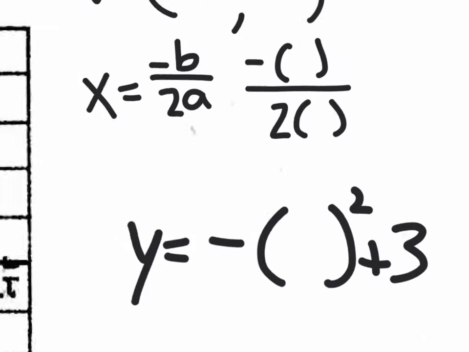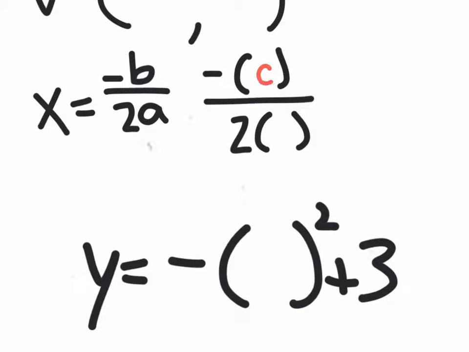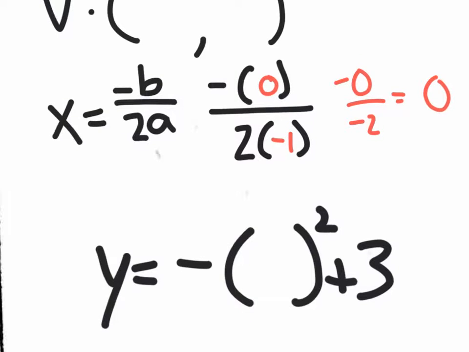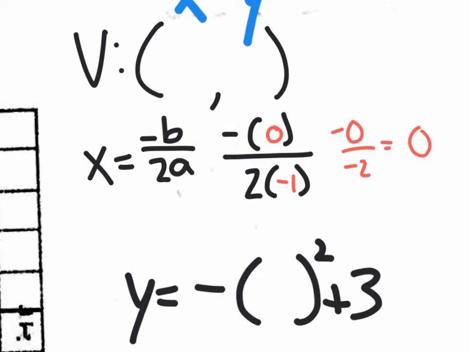So if we zoom in right here, the b value is 0, and we said that the a value is negative 1, correct? Now let's work this out. That's going to be 0 over, even though it's negative, it's still 0 over negative 2. And it doesn't matter, 0 divided by anything is 0. If you have nothing and you divide it by 2, it's still going to be 0. So our x value of our vertex is 0.